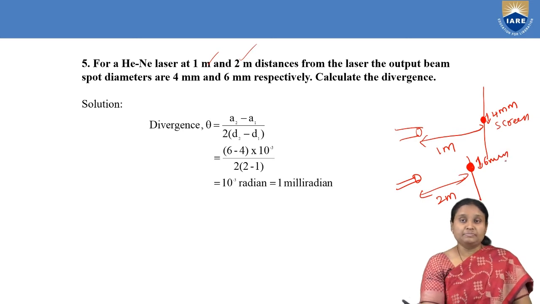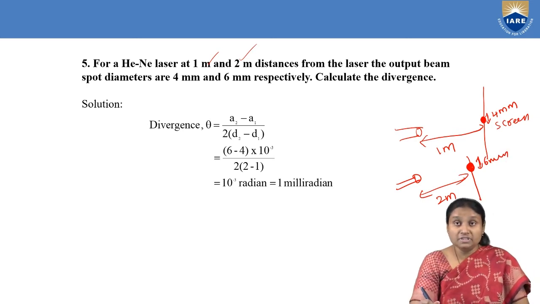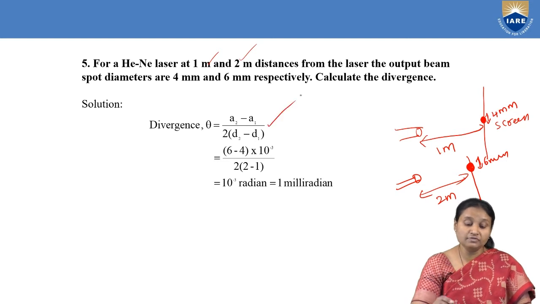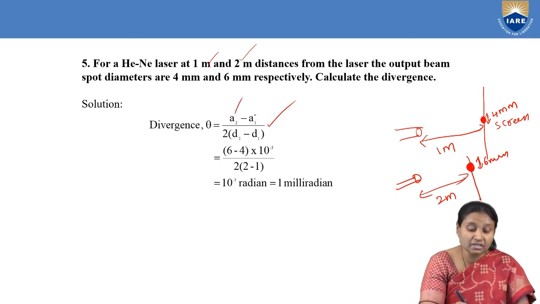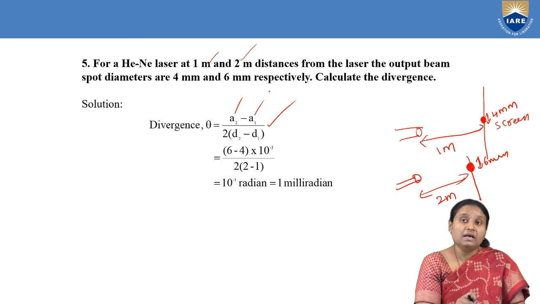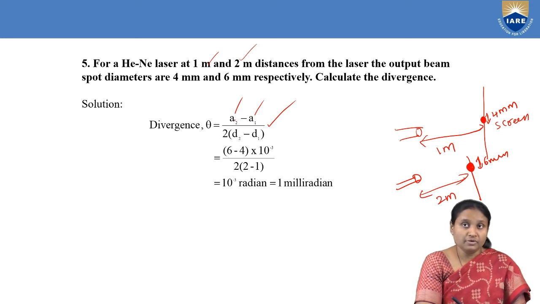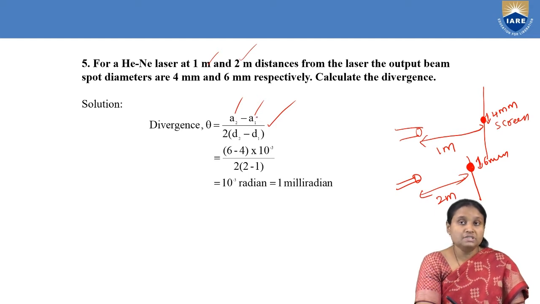By taking these parameters, we need to find the divergence of the helium neon laser. And we know the formula for divergence: it is given as A2 minus A1 by 2 times D2 minus D1. A1 and A2 are the spot diameters at distances D1 and D2. So the diameter of the spot at distance 2 meters is 6 mm, minus the diameter of the spot at distance 1 meter, which is 4 mm.